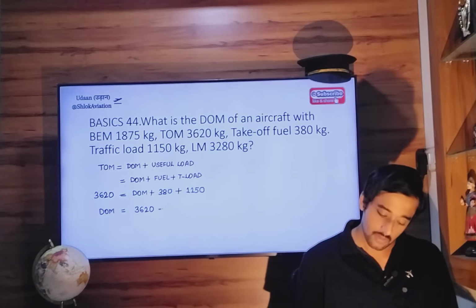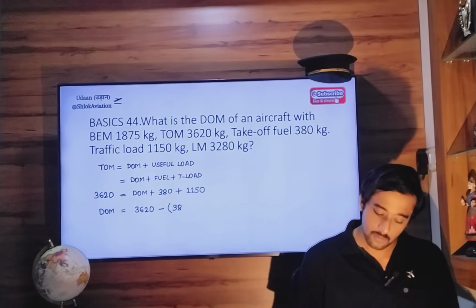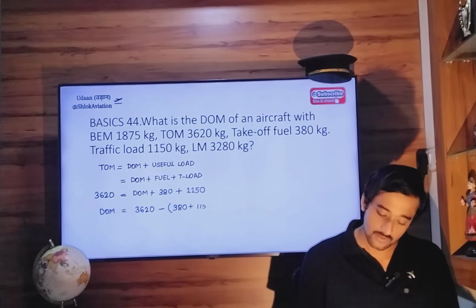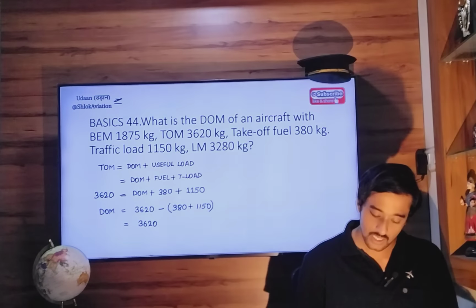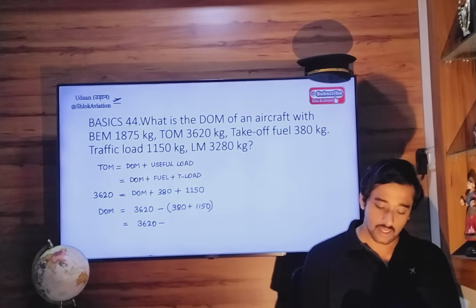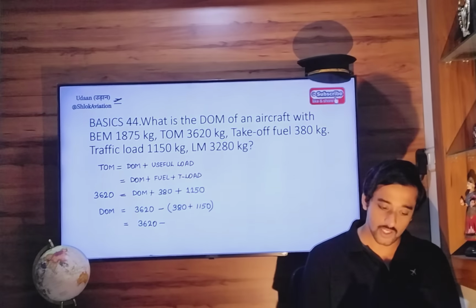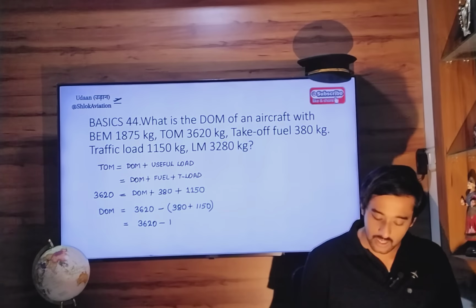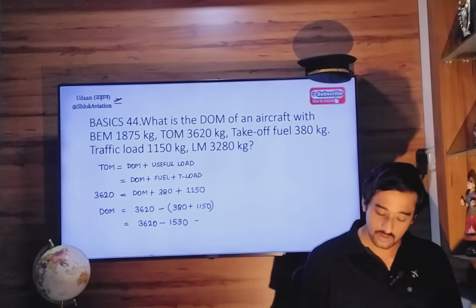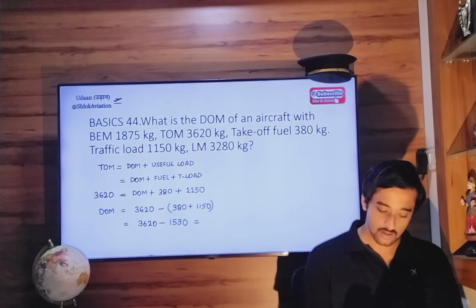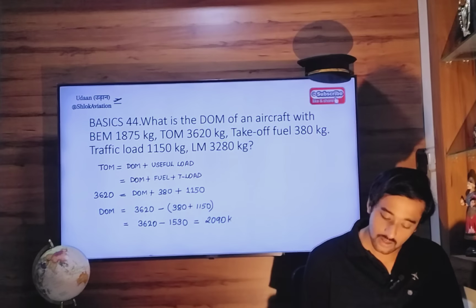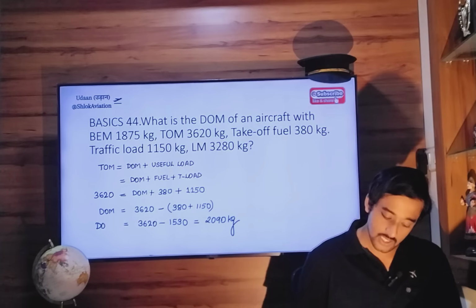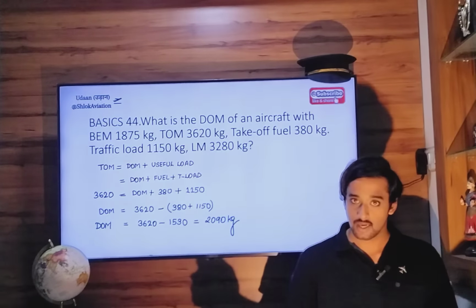So dry operating mass equals 3620 minus 380 plus 1150. 3620 minus 380 plus 1150, that is minus 1530. So 2090 kg. So dry operating mass is 2090 kg.